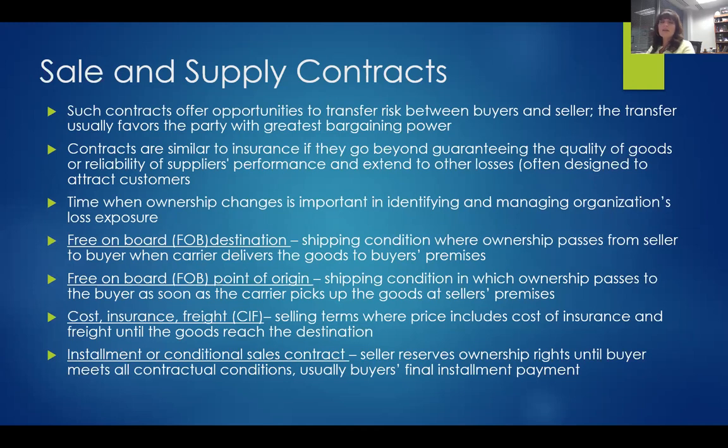And an installment or conditional sales contract is where the seller reserves ownership rights until the buyer meets all their contractual conditions. So until you make that final installment payment on that installment contract agreement, essentially the seller still has ownership rights. If you fail to make those last payments, it reverts back to them. It's a really common contract that's put in place for those types of arrangements.